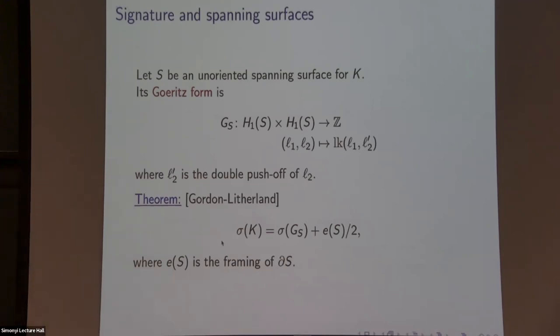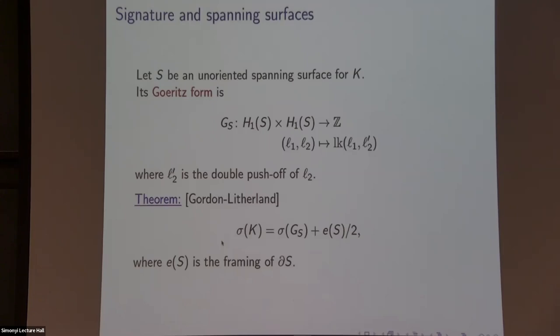So when I defined the signature, I defined it by using a Seifert surface for the knot, which is a compact oriented surface whose boundary is the knot. But it's actually quite useful to consider compact unoriented or unorientable surfaces whose boundary is the knot.